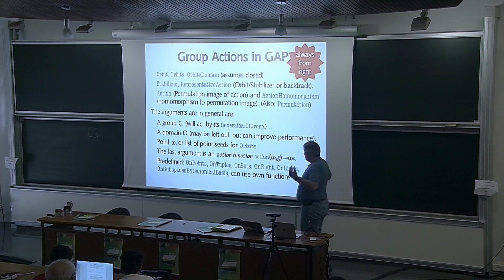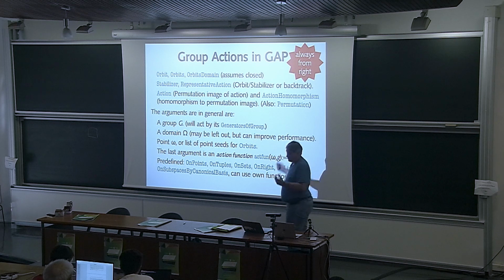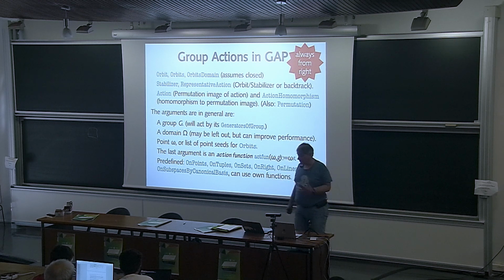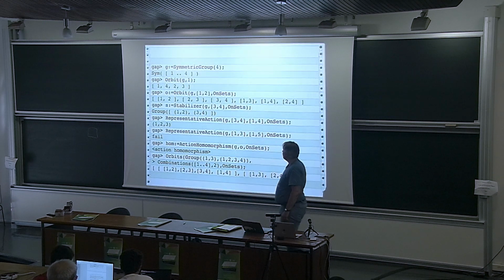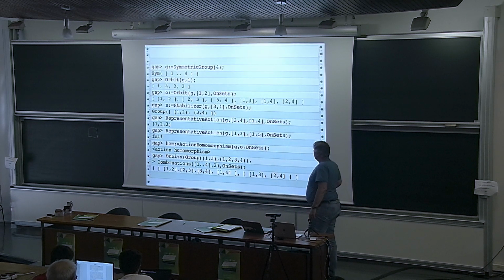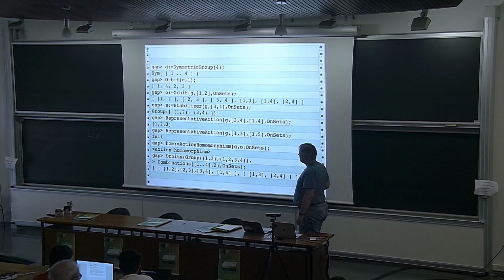If you build your own objects and you want to have a group acting on them, that's the way you can implement the particularity of your action. So just to give some example, here I take the symmetric group S4. I calculate the orbit of a point. It's not sorted. It's given in the order as it finds the elements.